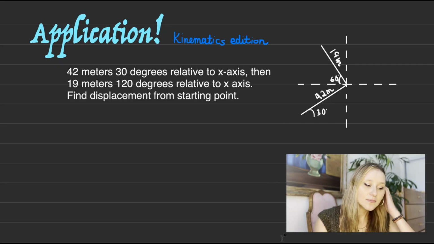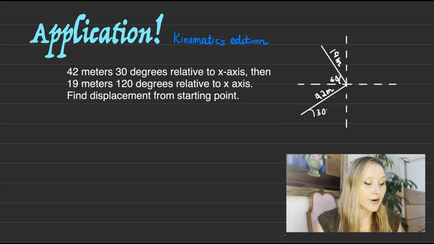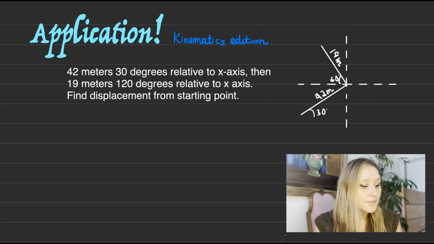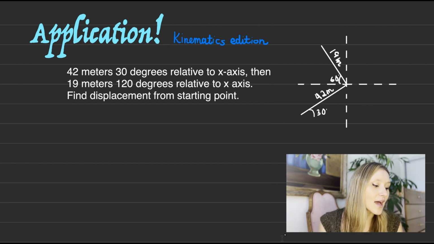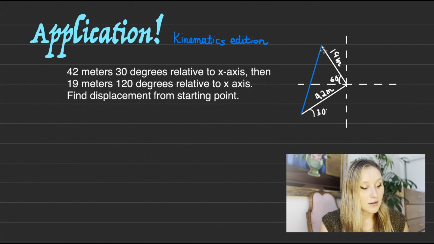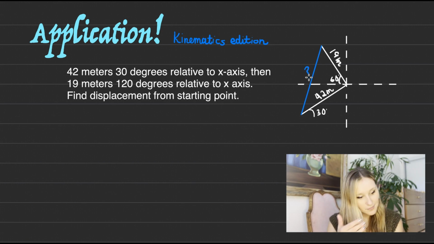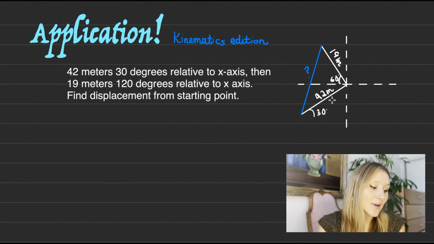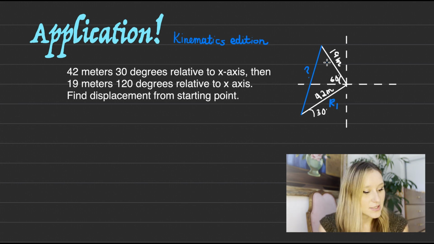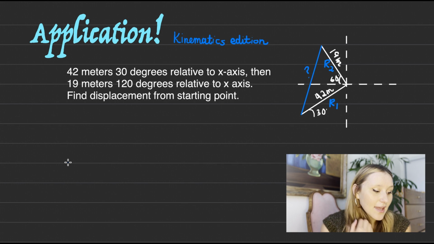I drew a diagram here. We are going to find the total displacement from the starting point. So 42 meters at a 30-degree angle relative to the x-axis, and then 19 meters, so turning in a 90-degree direction, at a 120-degree angle relative to the x-axis.